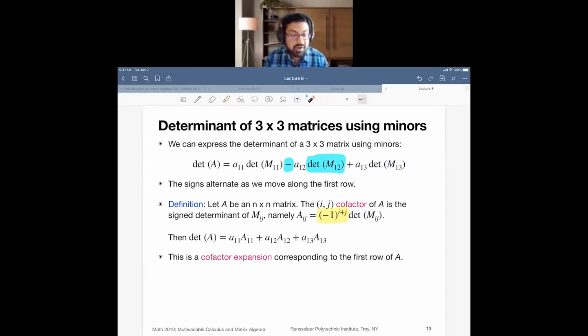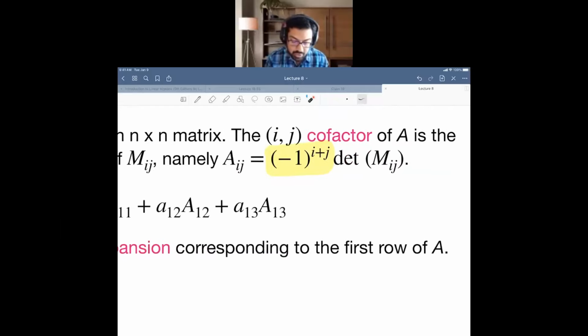So let's see, how do you define a cofactor? Cofactor would be the signed determinant of a minor. That's a cofactor. So let A be an n by n matrix. The i,jth cofactor of A is simply the signed determinant of the minor i,j. So for cofactors, we are going to use cap A sub ij. This is taking care of the sign, and this is going to be your determinant of the minor. So your cofactors are going to be signed determinants of the minors that you're after.